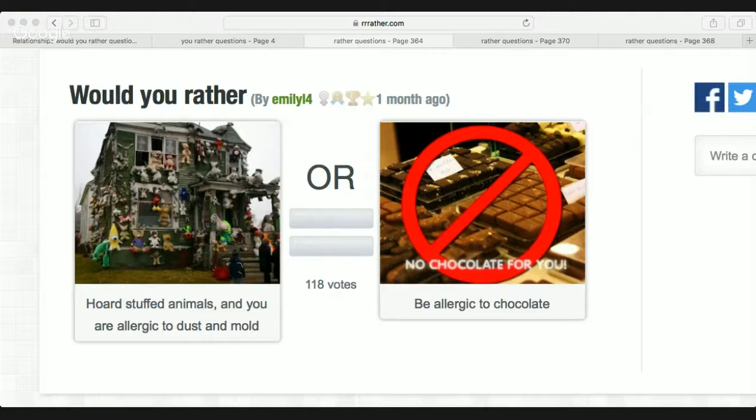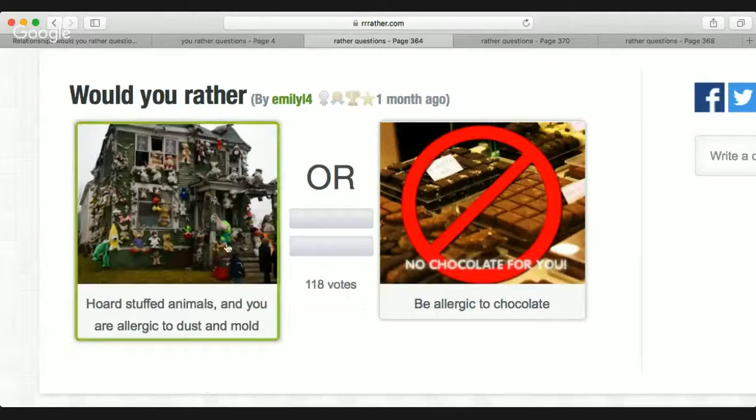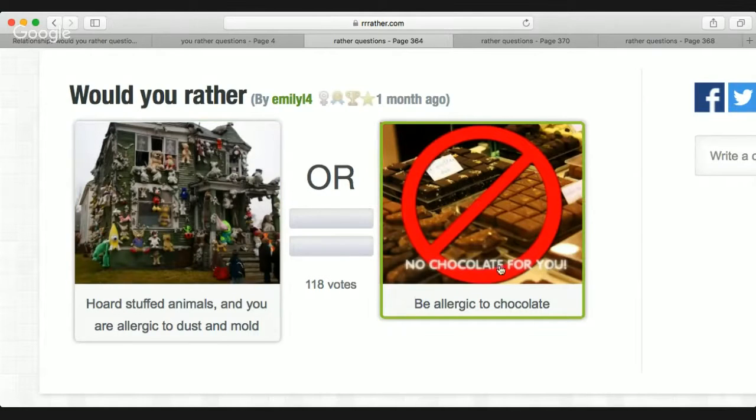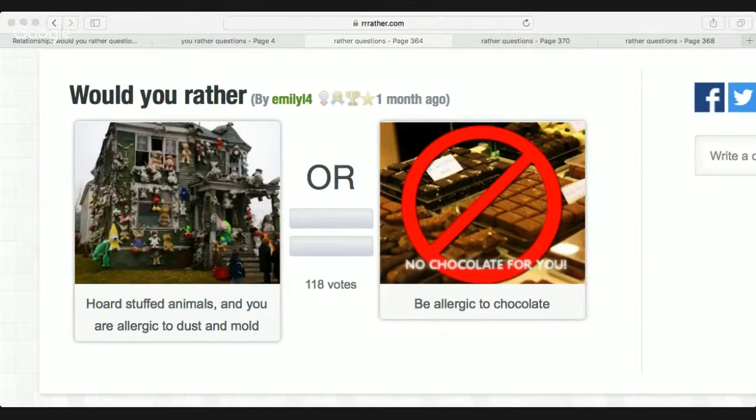And I think I'm going to have to pick the same for the same reason. I love stuffed animals. And I could clean my house, I could wash the stuffed animals, I could dust every day, but that sounds like a lot of work. So I'll just choose chocolate and avoid one thing. And I'm the last one, marking myself down, and the correct answer was to hoard stuffed animals and be allergic to dust and mold.